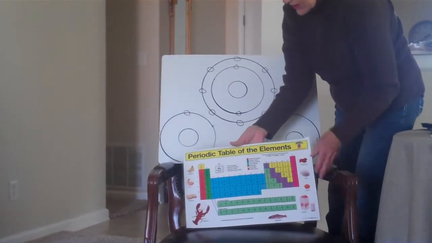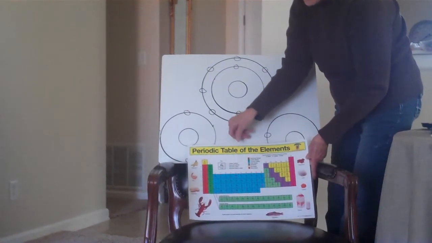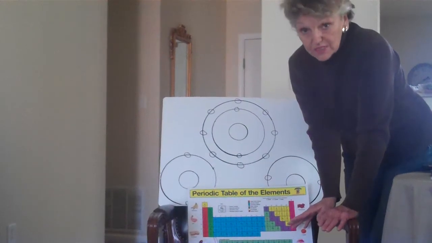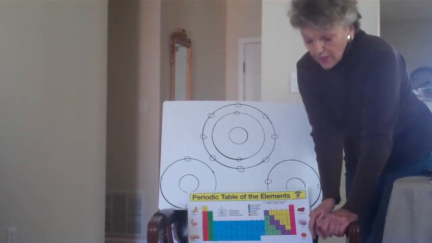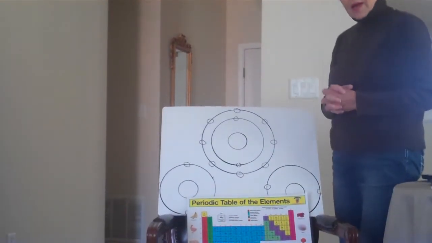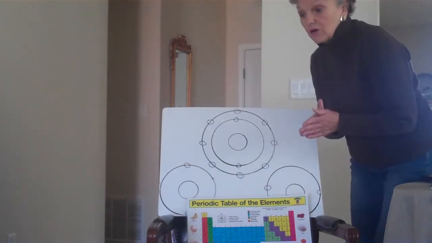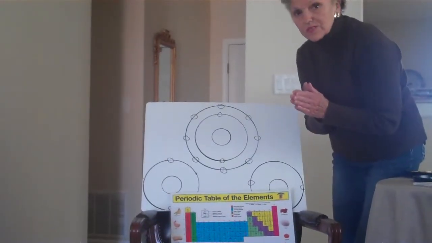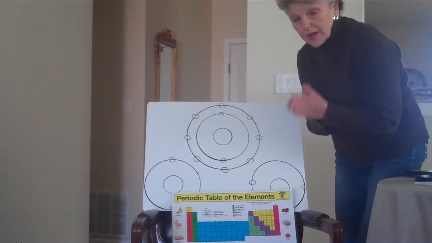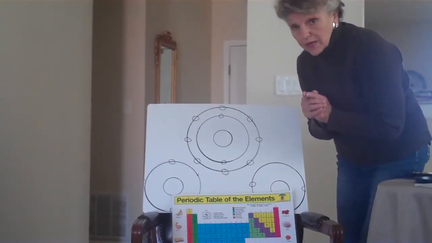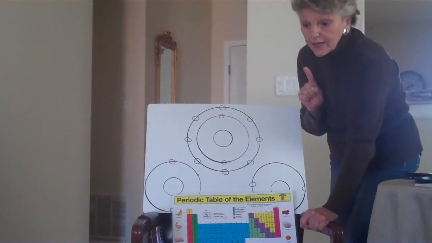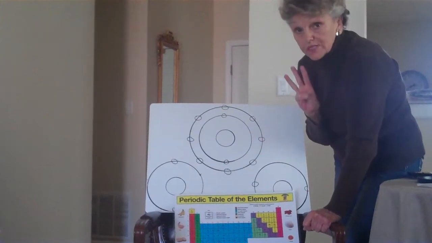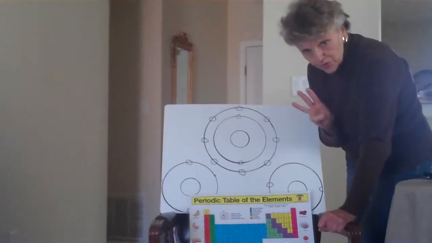Now then, I'm going to build an atom model. A model is a representation of something that cannot be seen. It's just a model. And I already know that atoms are made of three tiny little particles. One is a positively charged proton. One is a negatively charged electron. And one is a neutral neutron.